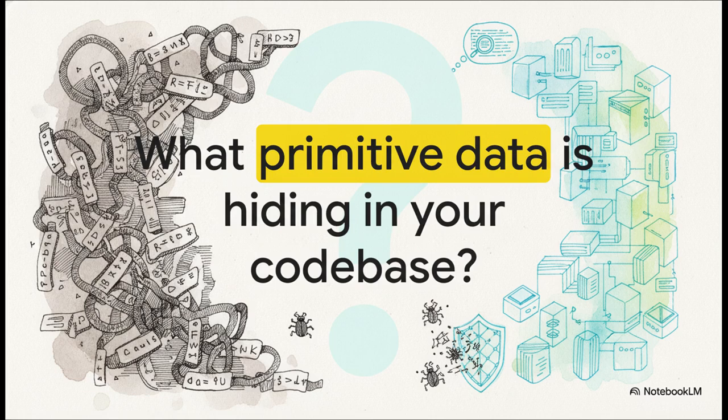What primitive data is hiding in your codebase right now? Where are you just validating when you really should be parsing? I challenge you to take a look at your own code this week, find those hidden tuples, and apply this exact philosophy to build something truly robust.